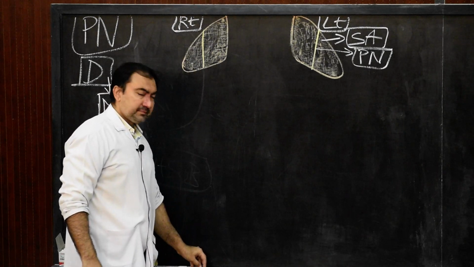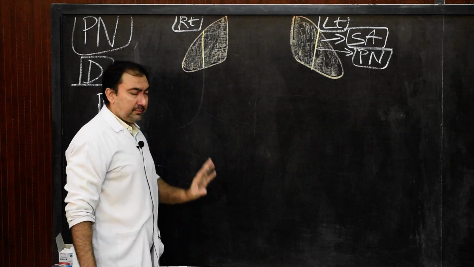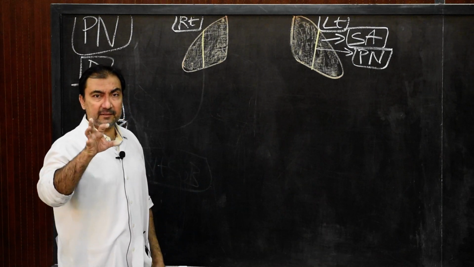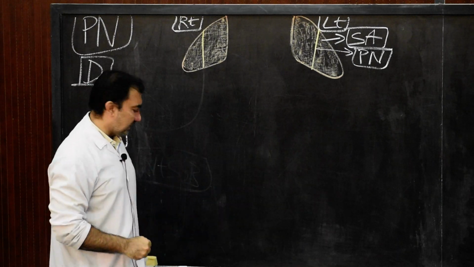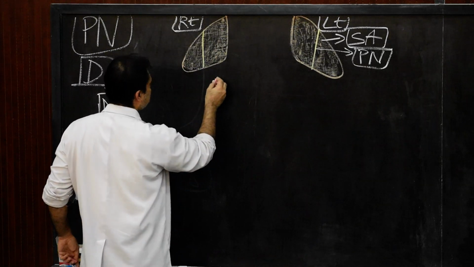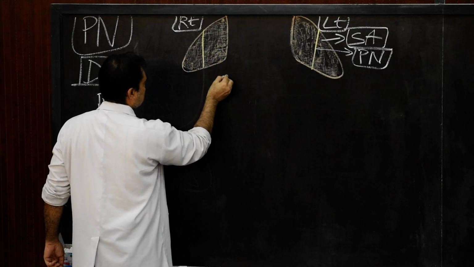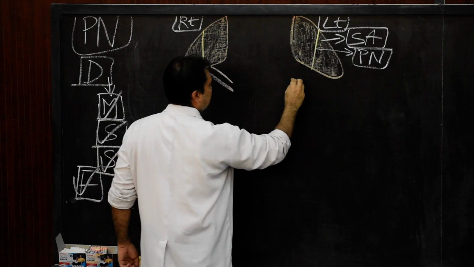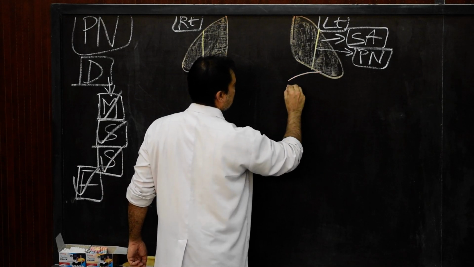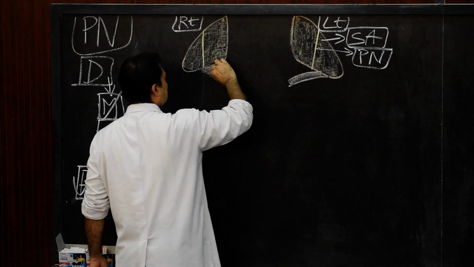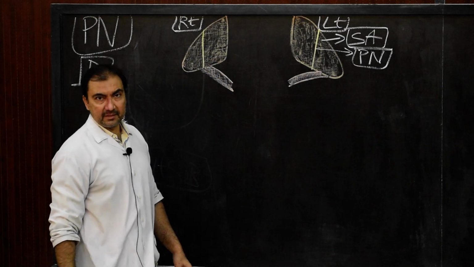Now, downwards, as it passes over the scalenus anterior muscle, it will be related to the subclavian artery on both sides. Here we show the subclavian artery in this way. This is the subclavian artery. Over here also we shall show the subclavian artery. So these are the two subclavian arteries, right and left.